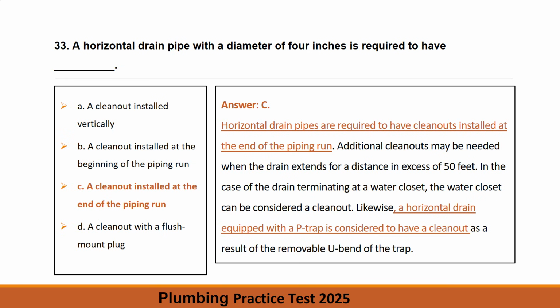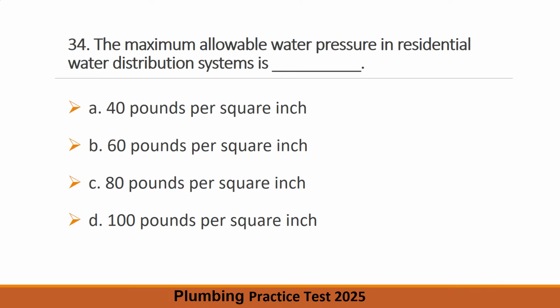Likewise, a horizontal drain equipped with a P-trap is considered to have a cleanout as a result of the removable U-bend of the trap.